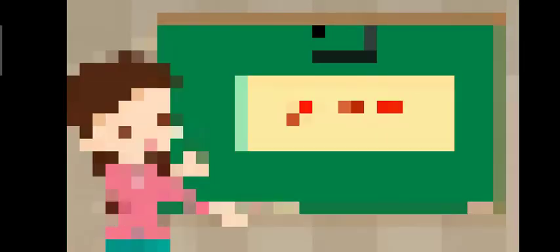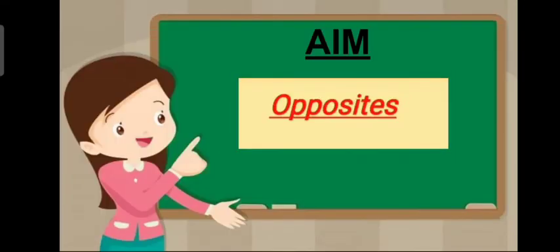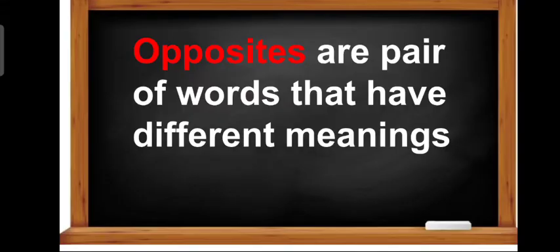So our today's aim is opposites. In all those pictures, what do you see? These all are opposites to each other. Children, opposites are pairs of words that have different meanings. It means opposites क्या होते हैं? Opposites pair of words होते हैं जो एक दूसरे से बिल्कुल विपरीत होते हैं. I hope you all have understood well.